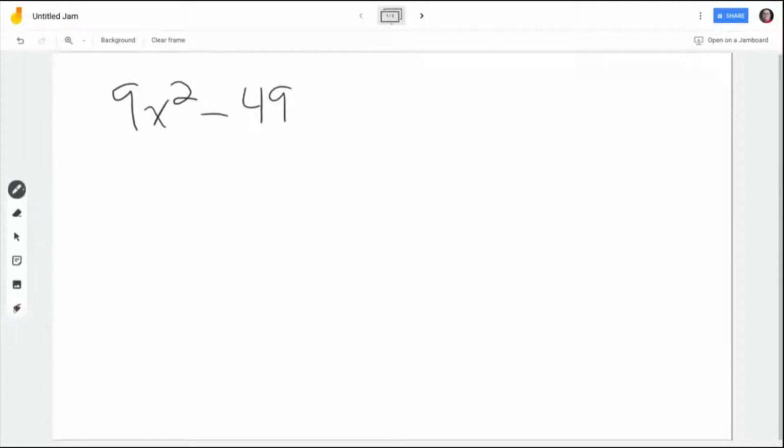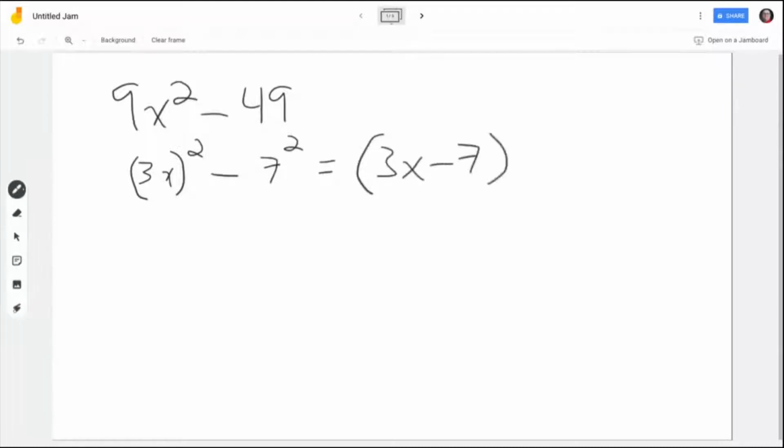But what is 9x squared? Can we express that as something squared? Well, that is 3x squared. All right? If you square the 3, you'll get 9. If you square the x, you get x squared. What about the 49? Is that something squared? Well, that is 7 squared. And so if we factor that, it should be the 3x minus 7 times the 3x plus 7.